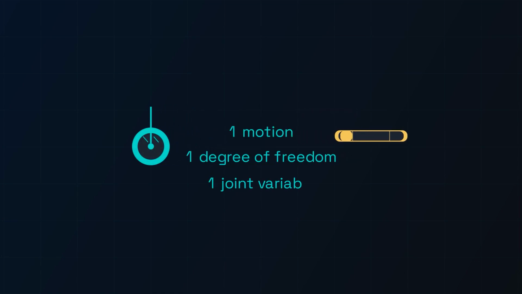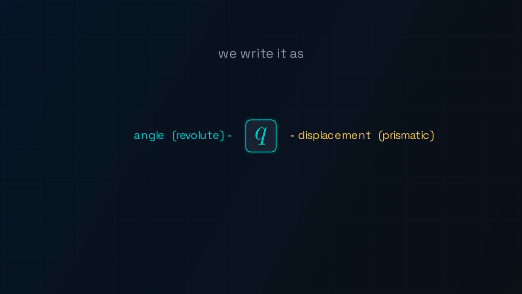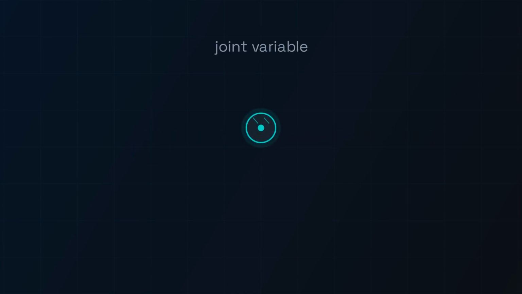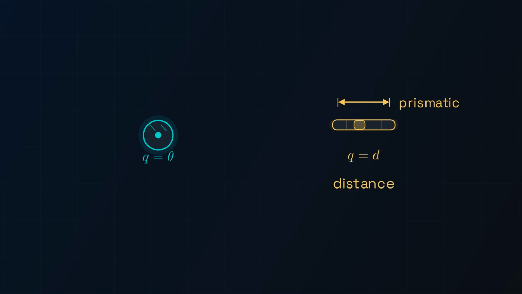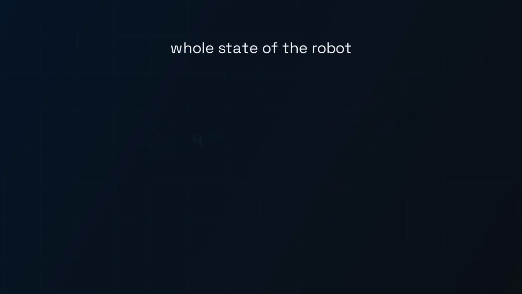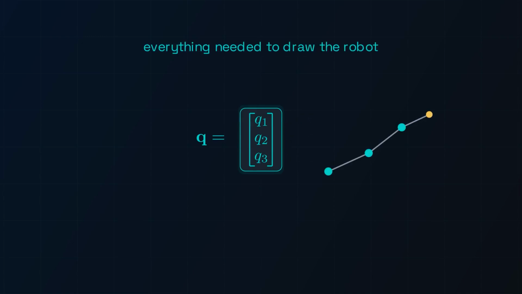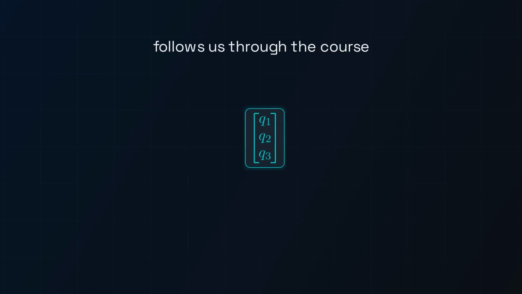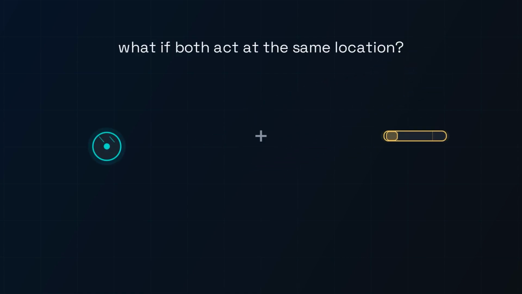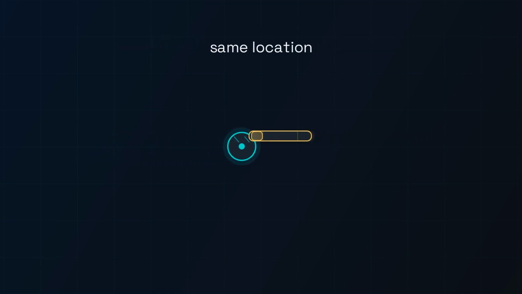One motion, one degree of freedom, one joint variable, which we write as q to help us describe that particular motion. The joint variable q is simply the number that describes where the joint currently is. For revolute joints, q is an angle. For prismatic joints, q is a distance. The whole state of the robot, everything you need to know to draw it precisely, is captured by a vector of all of its joint variables. That vector is going to follow us for the rest of this course. Now, what happens when you allow more than one of these motions at the same location?